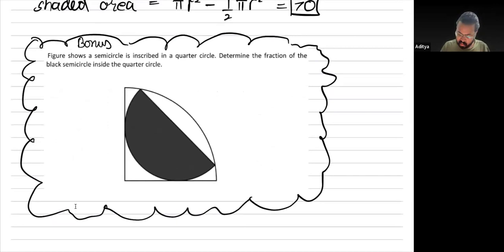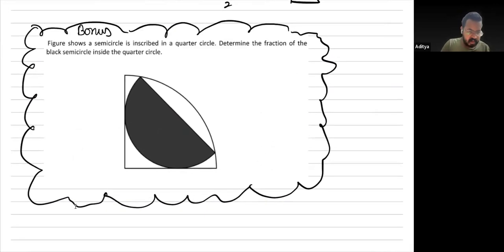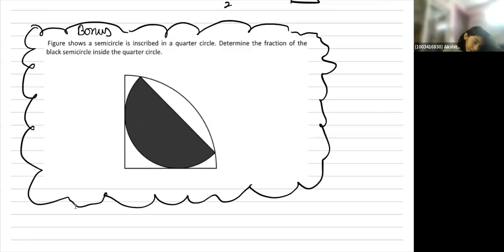Okay, you can keep working on bonus question then. Vaibhav, done with the bonus? Done taking screenshot of bonus, I hope. So can you please give a hint for the bonus?